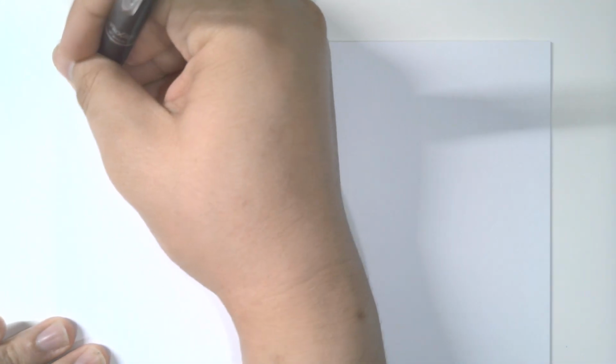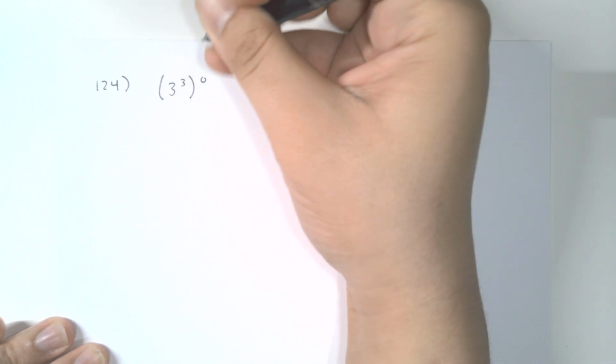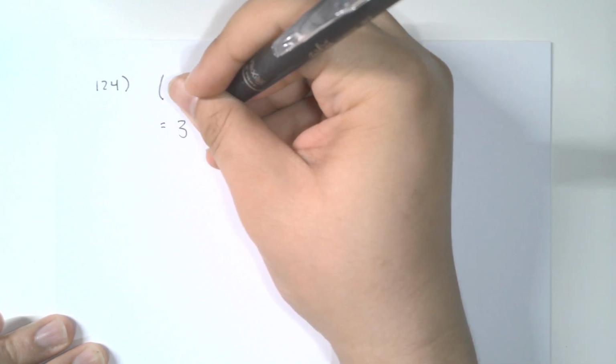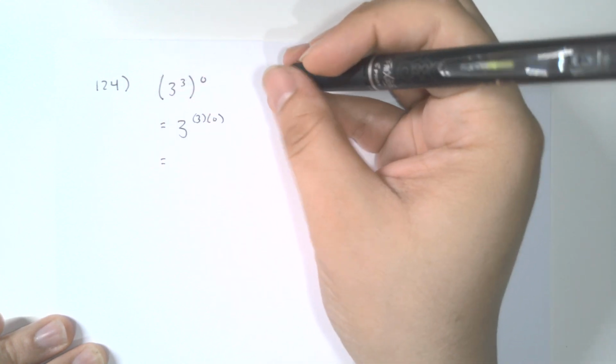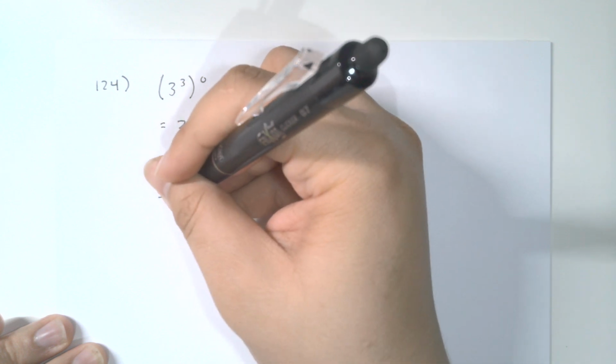For number 124, we have 3 to the 3rd power to the 0th power. This is equal to 3 to the power of 3 times 0. Anything times 0 is 0, so we have 3 to the 0th power, which, similar to the previous one, we have 1.